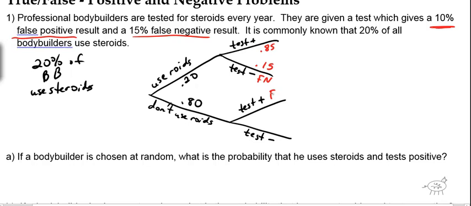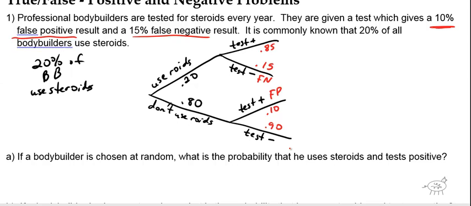So this is false positive, and that is the 15% or the 10%. So this is 0.10, and then of course this is going to be 0.90, which it should be higher, right? Because if you don't use steroids, it should come back as you don't use steroids in the test. That's why it's 0.90. Okay?